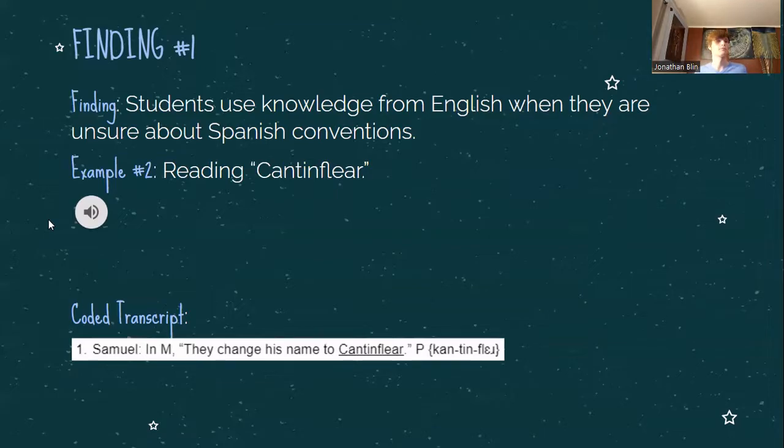So he says Constantine Flair. This is more of an English pronunciation. So I'm assuming that either English took over or that's just something he borrowed from English. So you can see again that when they're unsure or maybe not ready to use those Spanish conventions, then English is taking over.